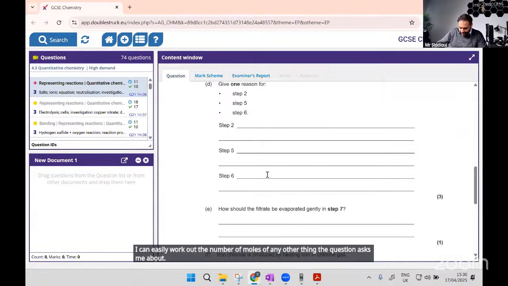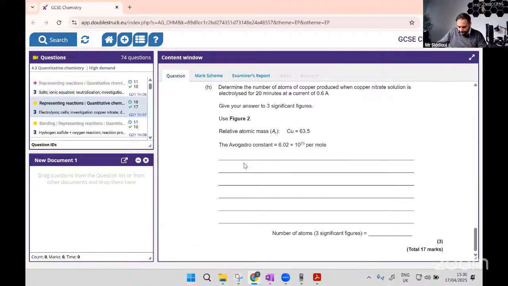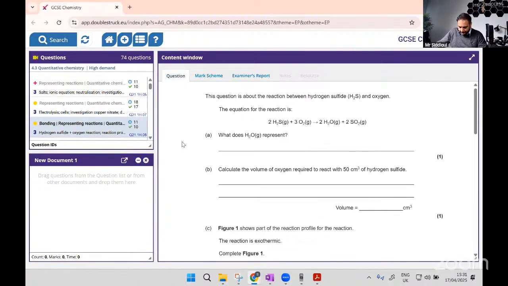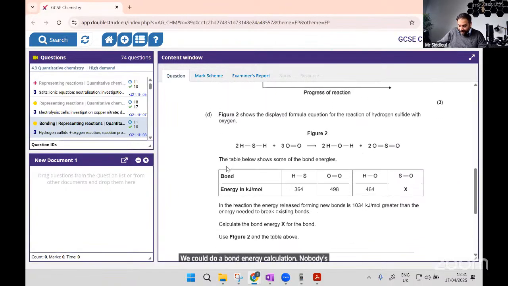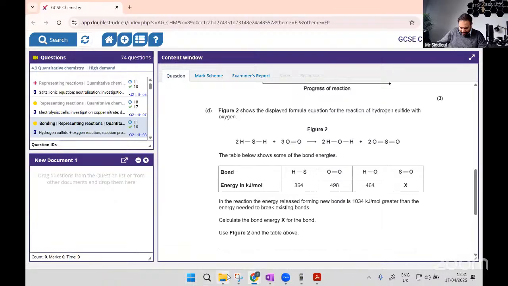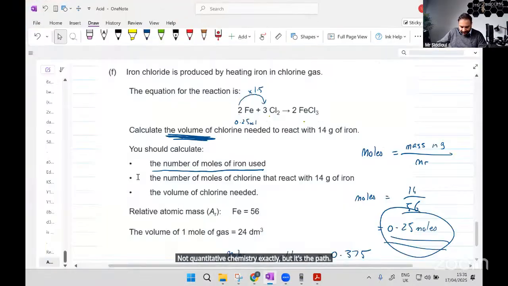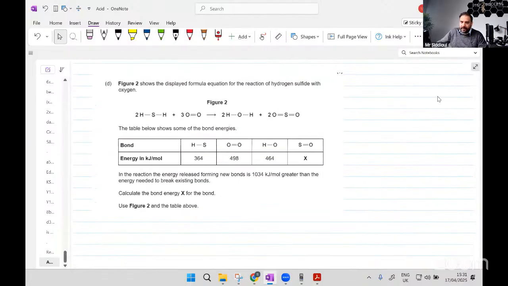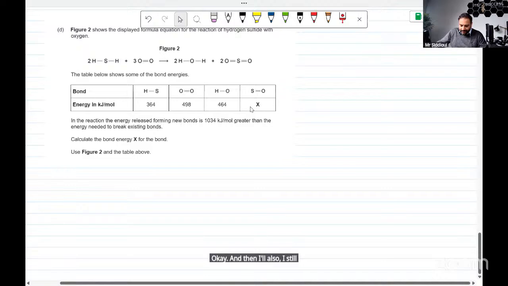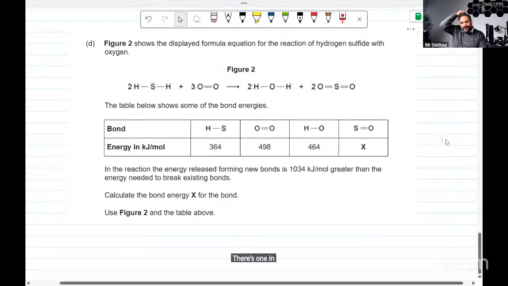That was that. Was there anything else exciting in here? I don't think so. We could do a bond energy calculation. Nobody's very good with these. Yeah, why not? Come on then. Let's do it. Which is still not quantitative chemistry exactly, but it's part of the same area of the syllabus. And then I still need to find that limiting reactant stuff, which I will do my best to do. There's one in particular in my mind. I just need to see if I can find it.